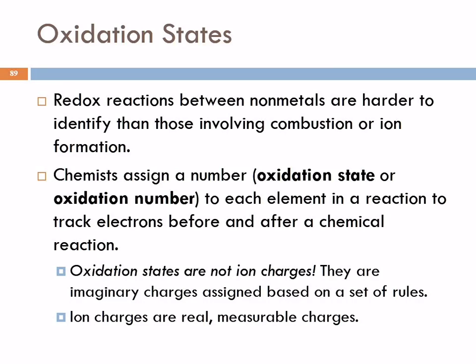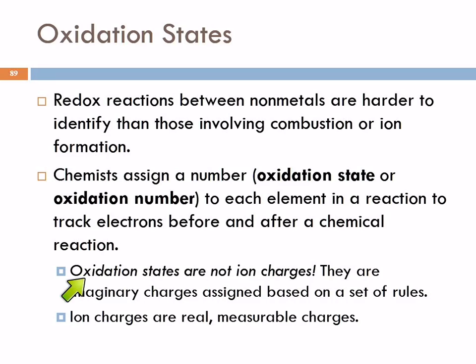So when we have these non-metal reactions occurring, like between hydrogen and chlorine, it's a lot harder to identify what's being oxidized and what's being reduced. And so chemists came up with something called oxidation states or oxidation numbers. It's an artificial technique to help us figure out what's being oxidized and what's being reduced.